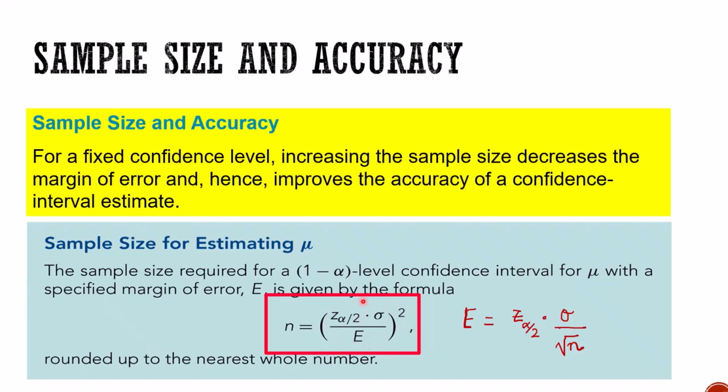This whole expression is squared, and if we get a decimal value, we should round it up to the nearest whole number. Now, how does increasing the value of n, the value of sample size, decrease the margin of error? This is the formula for the margin of error, correct? And we see over here that n is in the denominator. Now, in any fraction, the higher the value of the denominator, the smaller is the resulting quotient, correct?